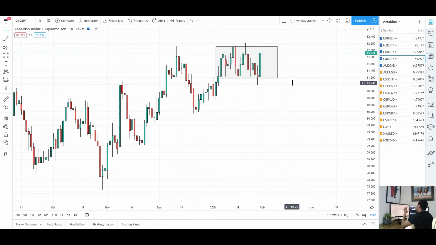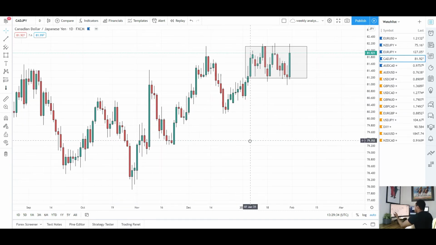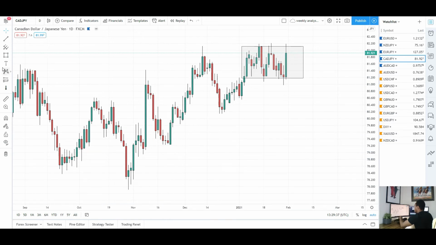So right now, price is respecting the resistance quite well, respecting the support quite well as well, and we're just consolidating, ranging for CAD JPY. Until we see a breakout to the upside or to the downside, we can't really determine the direction of this pair. As you can see, for the past few days or so, we are in an uptrend here in the market.